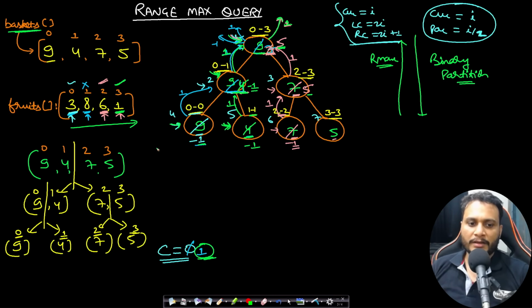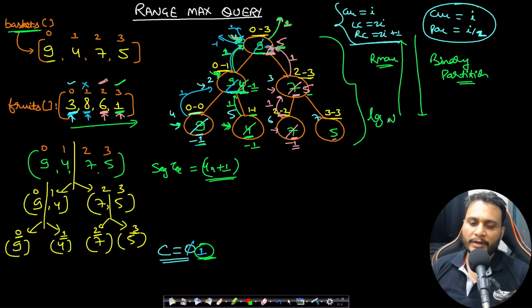In this case the segment tree size will be 4n plus 1, because I am doing 1-based indexing. For 0-based indexing you can take 4n, or there is another way to find the height of the tree. Let's say the height of the tree is log n, then you know that I cannot have more than 2 to the power log n plus 1 number of nodes. It is just the formula for the total number of nodes in a perfect binary tree of height h, which is 2 to the power of h plus 1 minus 1.